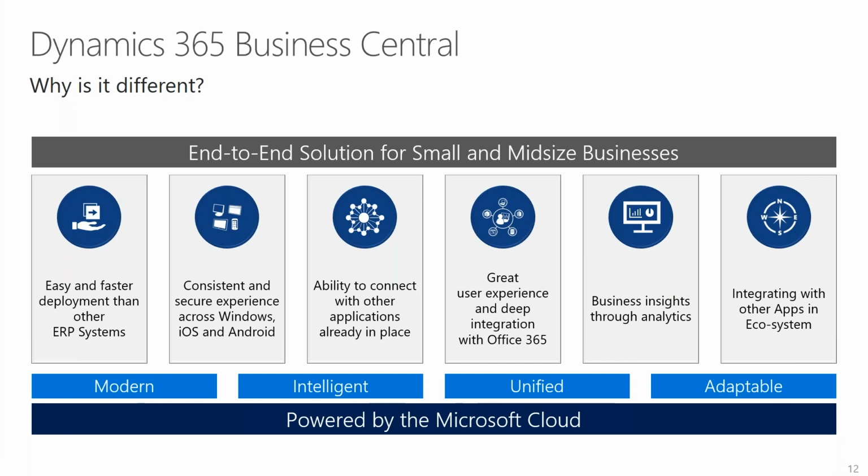From a functional point of view, one of the key differences is that Finance and Operations is a tier one, what we call a tier one ERP, which typically means that you can work with centralized services across the business.